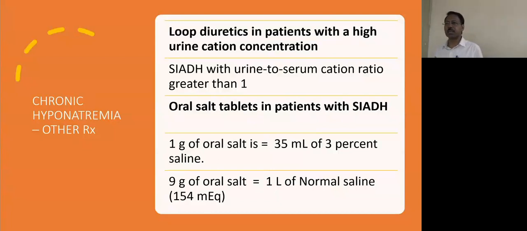So if a patient has chronic hyponatremia, SIADH is the diagnosis, and you want to manage them as an outpatient, you can give them oral salts, and it's supposed to be quite effective. If they're symptomatic, or if they have severe hyponatremia, then they would require admission for that.